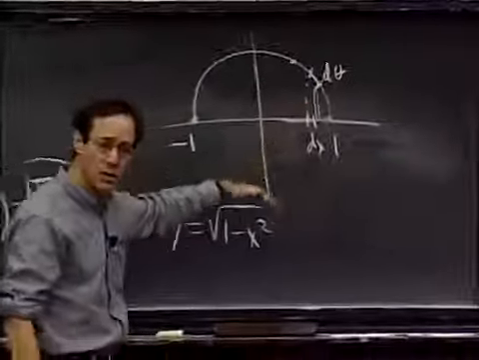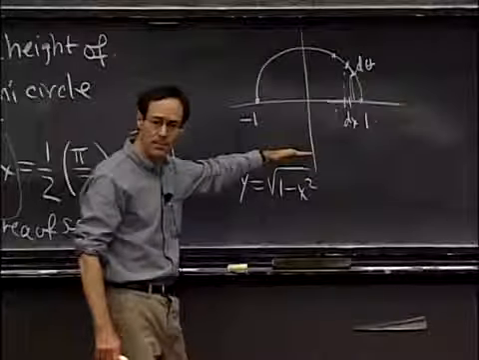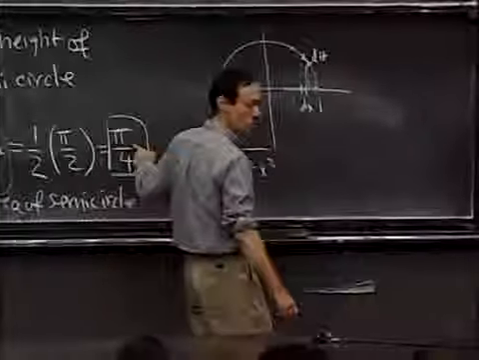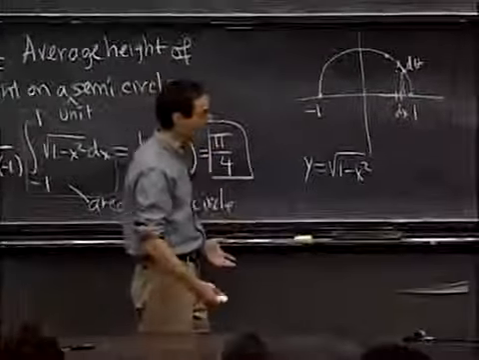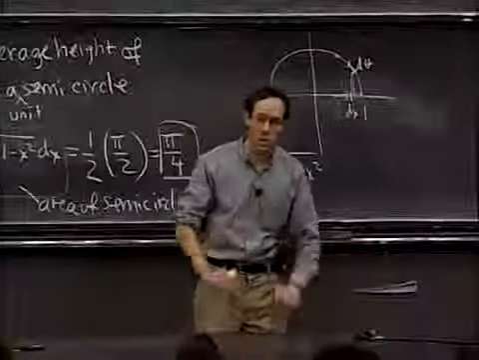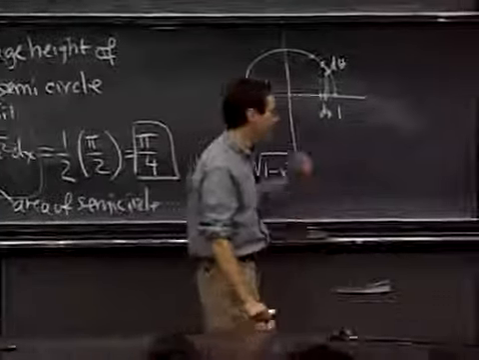And the average should be lower than the average that we got here. So we should expect a different number, and it's not going to be pi over 4. It's going to be something else. Whatever it is, it should be smaller than pi over 4.